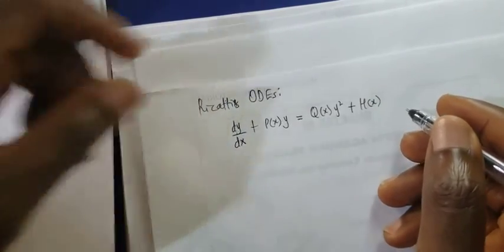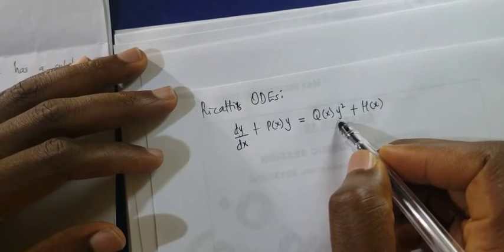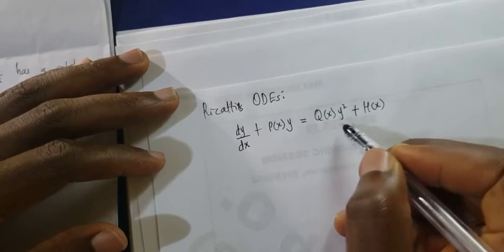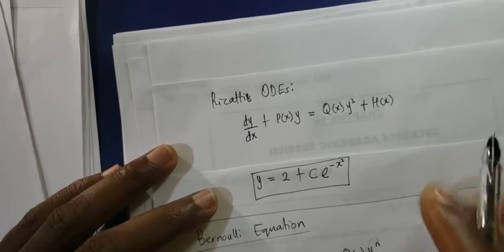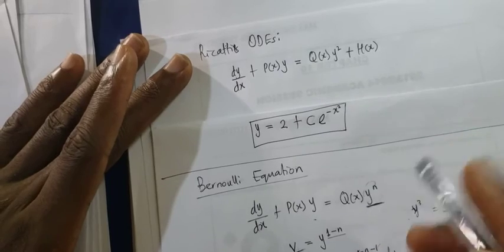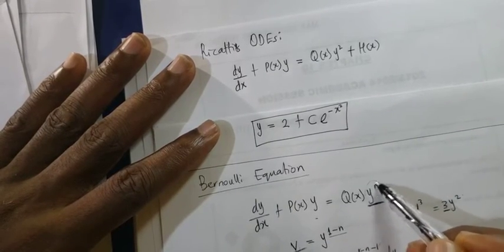So look at it now. This is quite similar to the Bernoulli's equation. Of course, if this h of x was not present, it would be like the Bernoulli's equation. Remember the general form of the Bernoulli equation. So this would have been just the same form as the Bernoulli equation. It would just be a Bernoulli equation with n equal to 2.